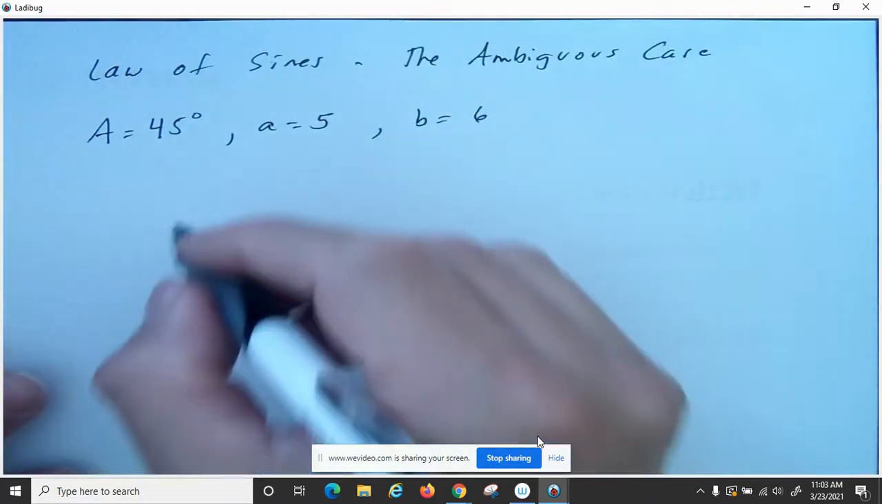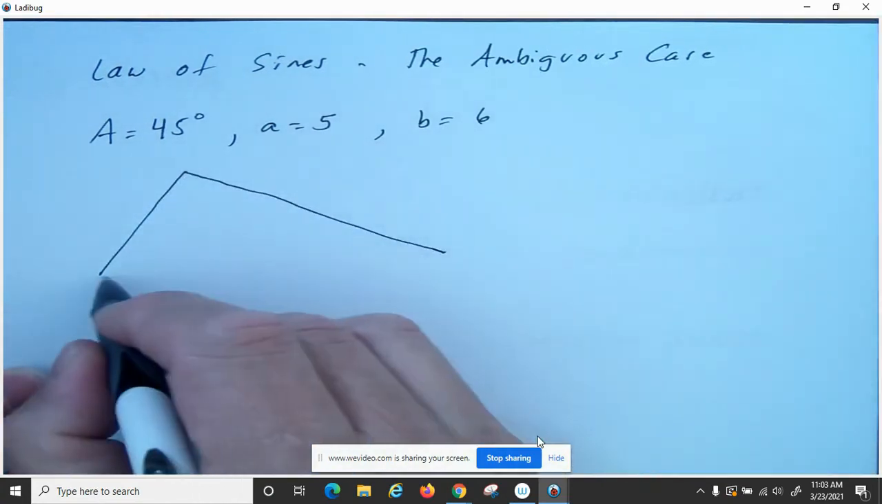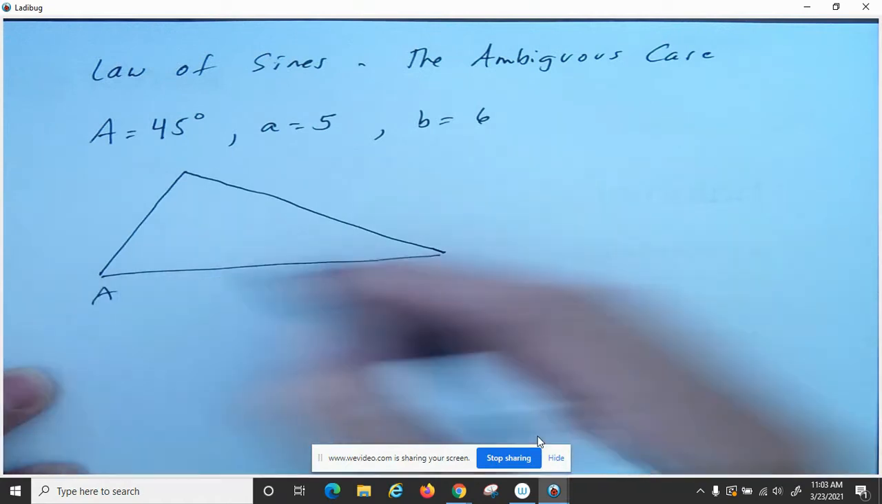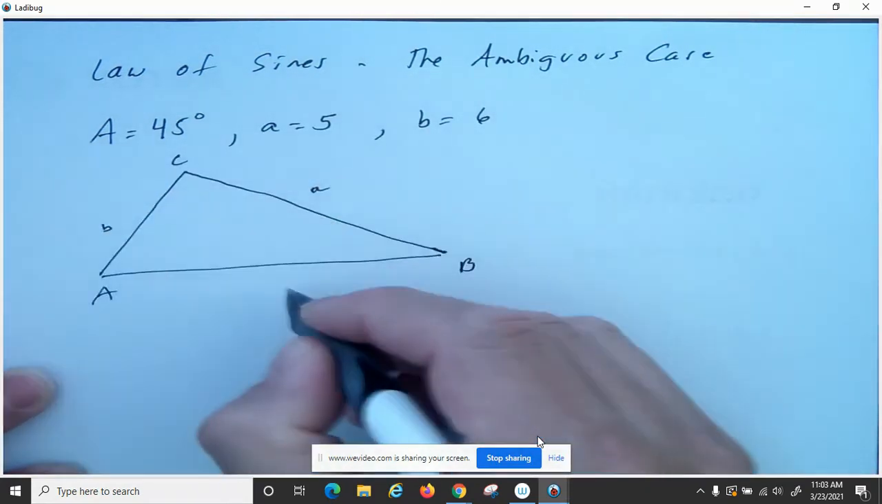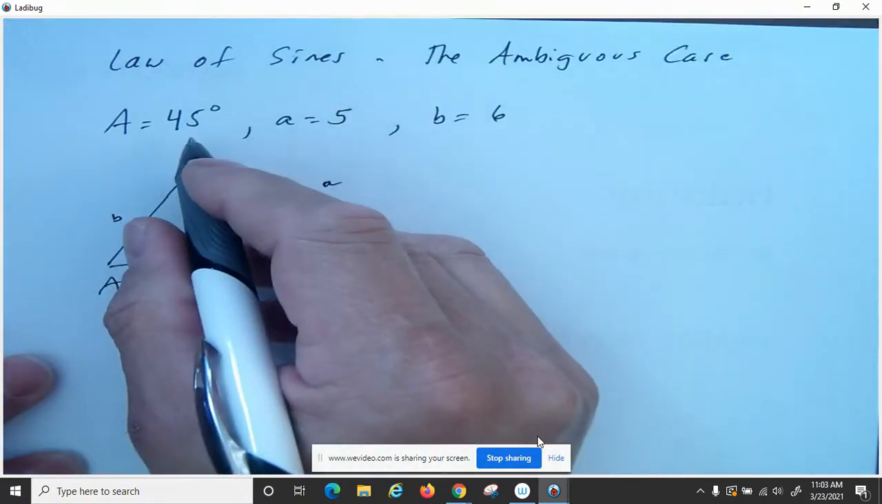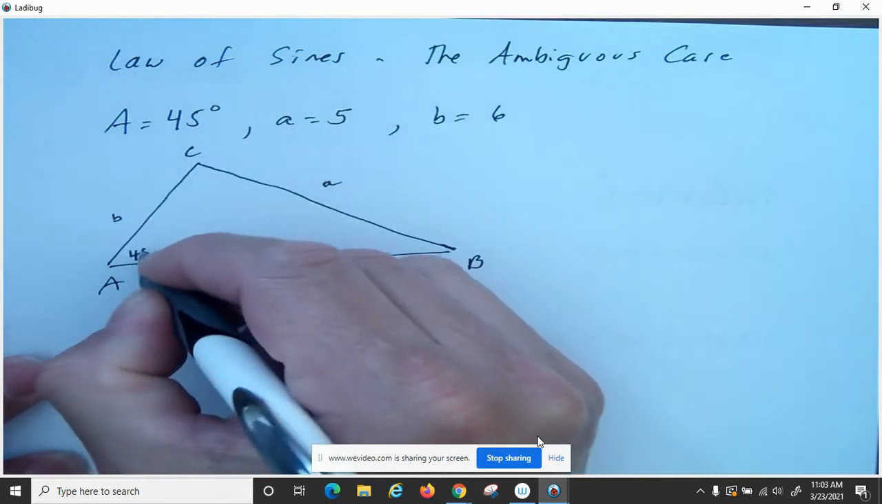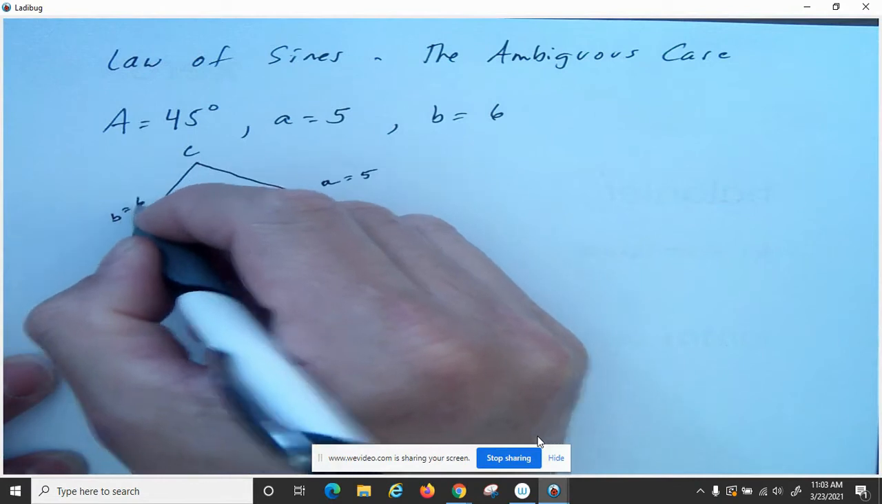So I'm going to go ahead and just draw a triangle real quick. We'll label A, B, C, little a, little b, and little c. Okay, so let's go ahead and fill in the information that we know. Angle A is 45 degrees. Side a is equal to 5. Side b is equal to 6.